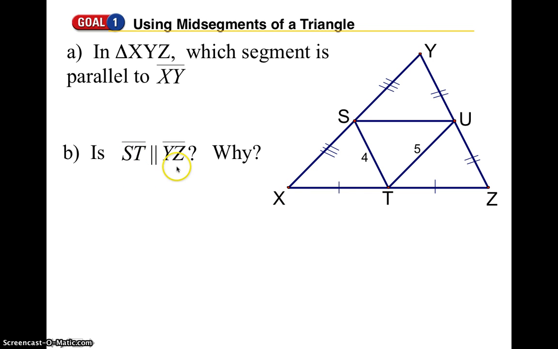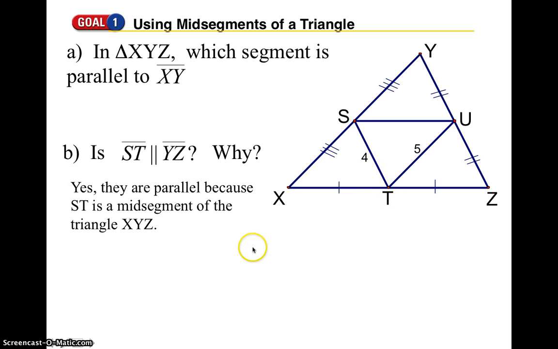Then is ST parallel to YZ? Do you think that ST is parallel to YZ, this piece on the side here? Well, the answer is that yes, that's parallel. Now, how do I know that that's parallel for sure? Because S is the midpoint of this side between the X and the Y, and T is the midpoint between X and Z on this side. So because ST is a mid-segment, I can know that it's parallel to the side. Yes, they are parallel because ST is a mid-segment of the triangle.